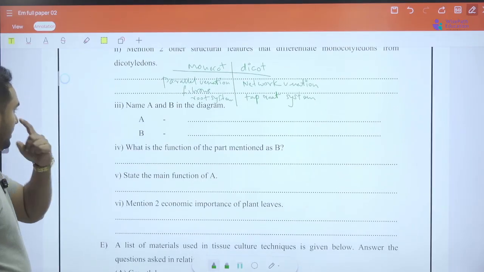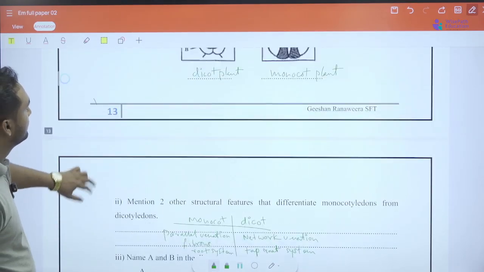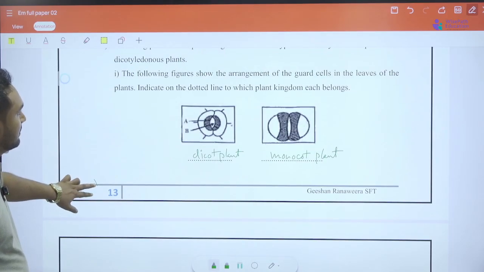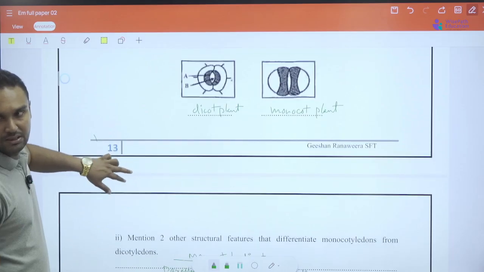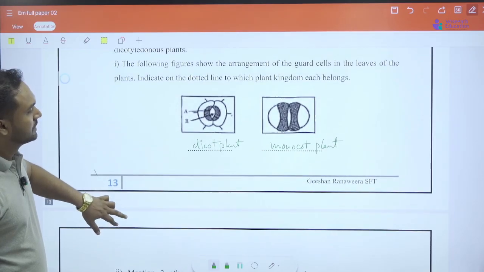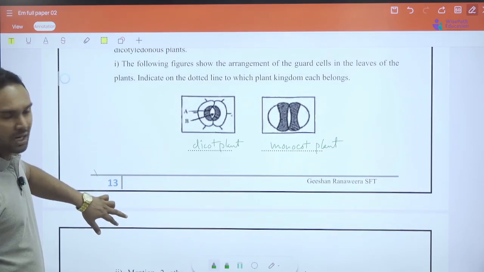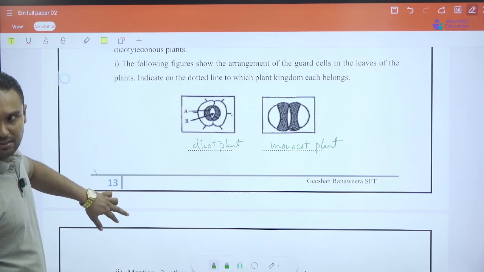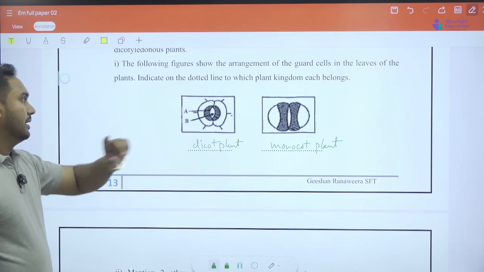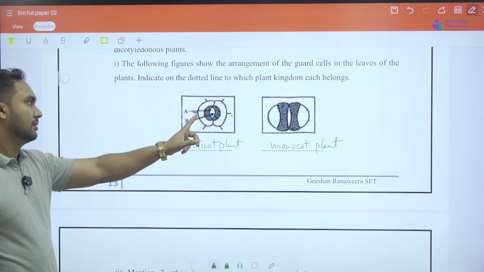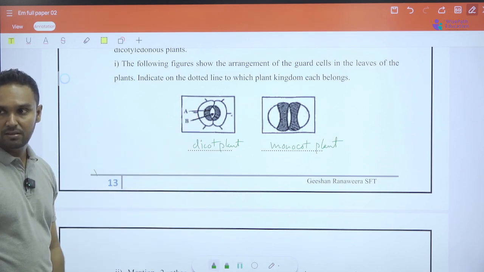Name A and B in the diagram. A and B. What is A? A is the guard cell, isn't it? It's a guard cell. A is the guard cell. B is the stomata. Sorry.